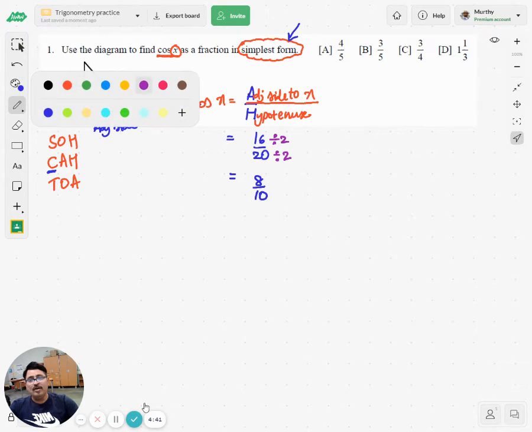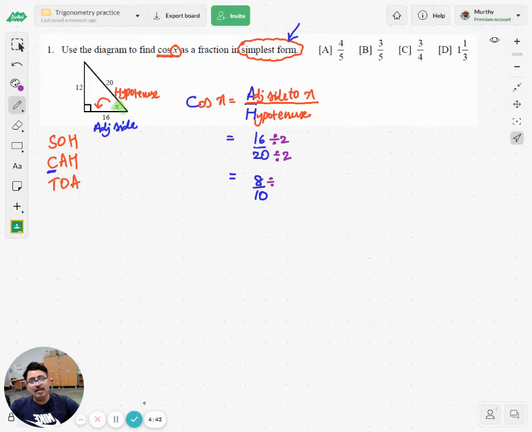Again, can I divide both these values by any number? Yes, I can divide by 2. 8 divided by 2 gives me 4, and 10 divided by 2 gives me 5. Now can I divide both these values by any number? The answer is no. So we call this the simplest form, or you can say the fraction is in its lowest terms. Okay.